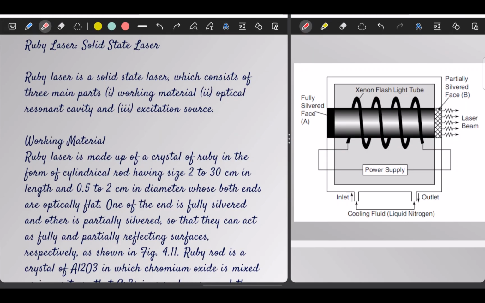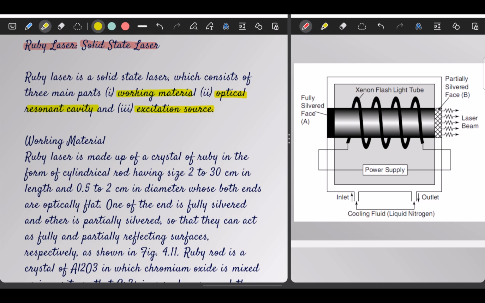Hello everyone, welcome back, and today we will discuss the ruby laser. It is a solid state laser. Any laser consists mainly of three parts: one is the working material, second is the optical resonant cavity, and third is the excitation source. The working material can be defined as the material in which population inversion is to be achieved.